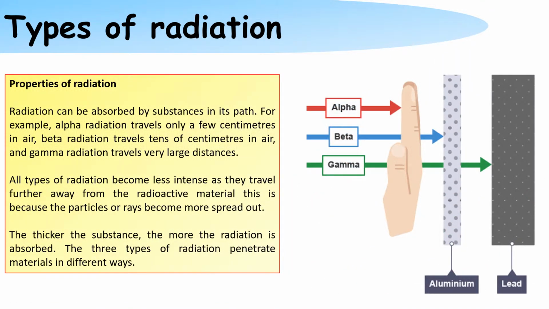Radiation can be absorbed by substances in its path. For example, alpha radiation only travels a few centimeters in air, beta radiation travels 10 centimeters in air, and gamma radiation can travel a very long distance in air. Beta radiation needs thin aluminium to stop it, and gamma radiation can only be stopped by very thick lead, as this will be needed to absorb it.